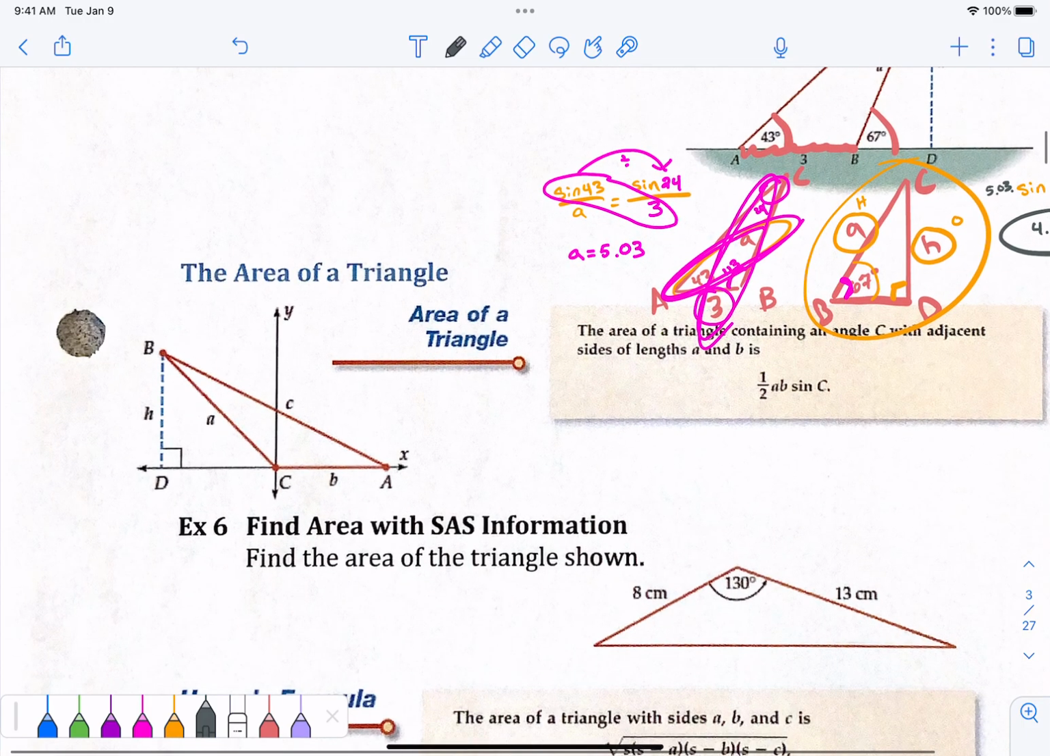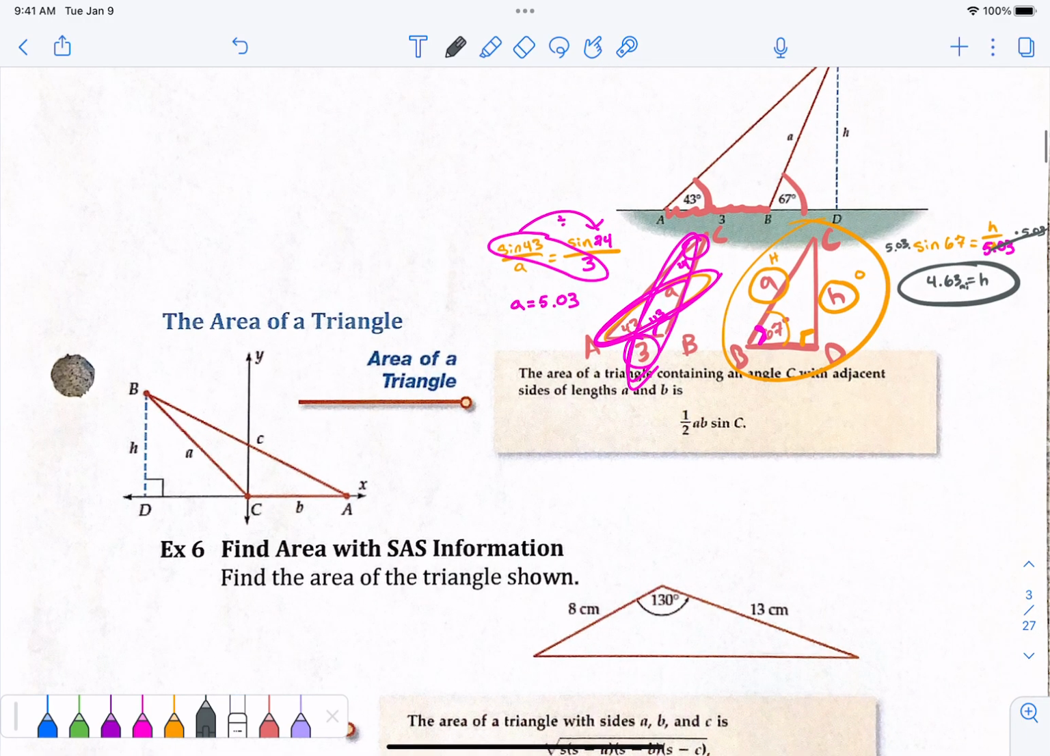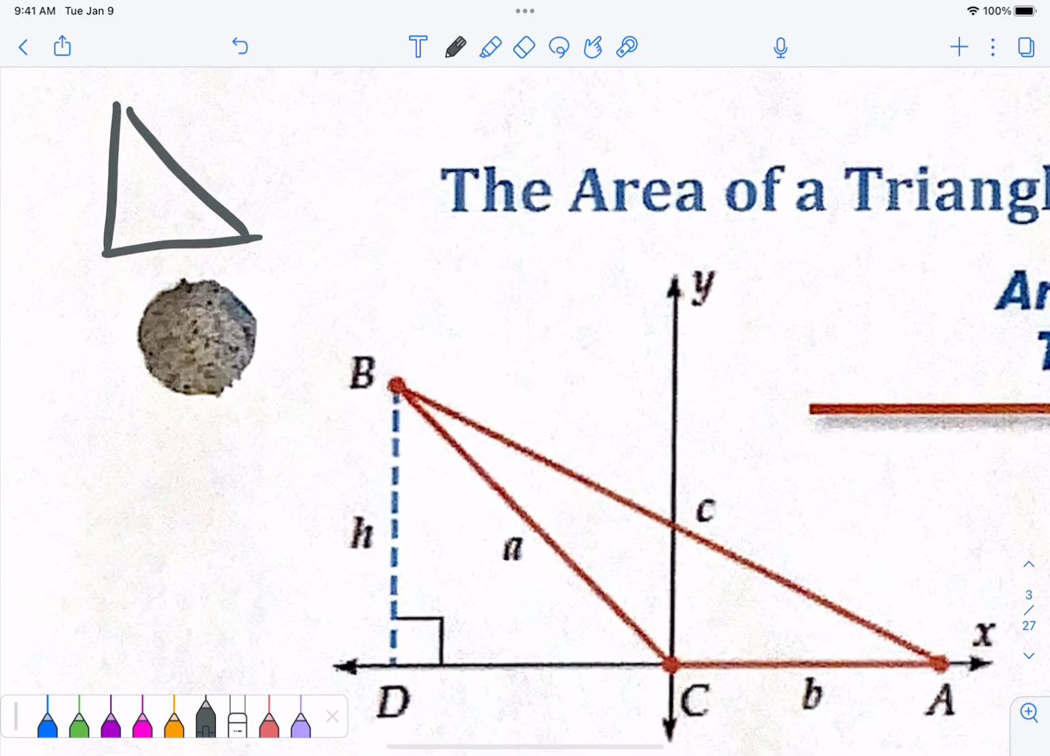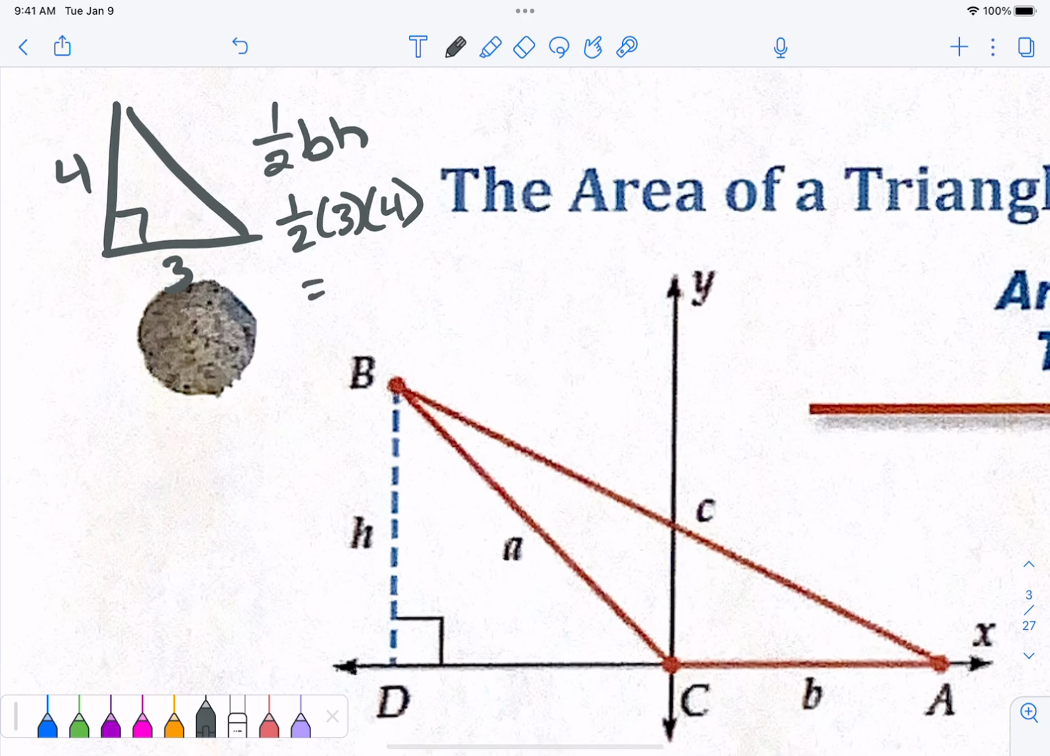All right, area of a triangle. We know for area of a triangle that if I have a right triangle, like let's say I have this guy over here where this is 3 and this is 4, area of a triangle is half the base times the height, or base times height divided by 2, right? So in this case, it would be 1/2 times 3 times 4, and that would be 6, the area of that triangle.